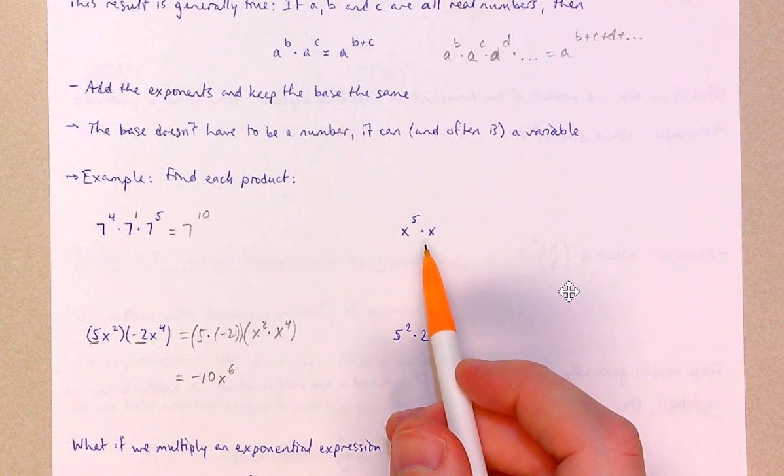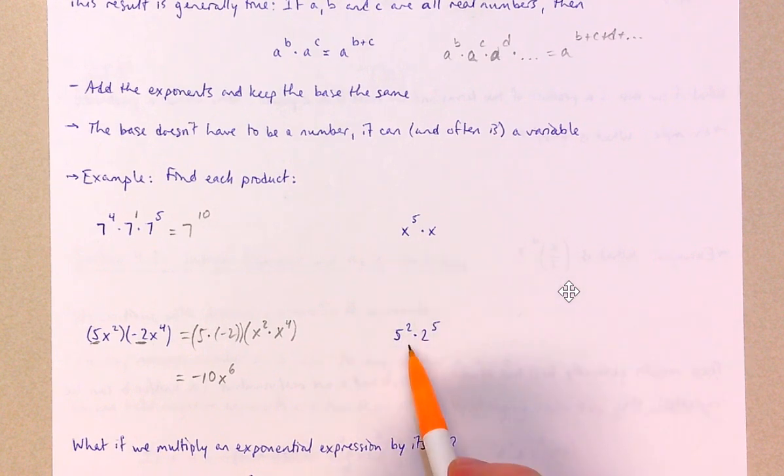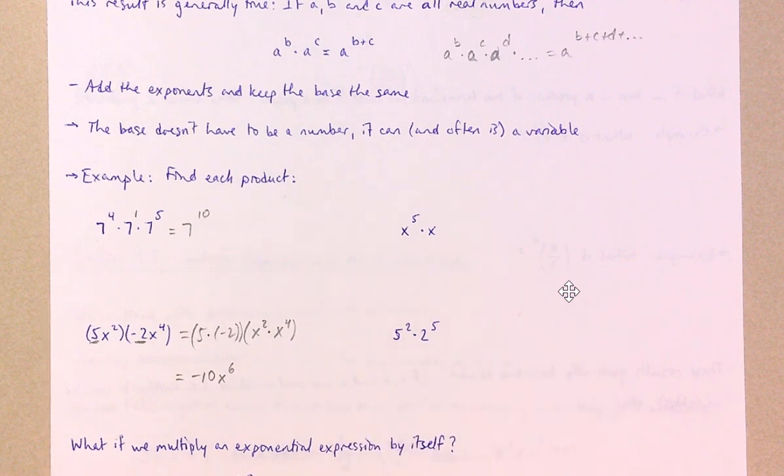This one I'll let you try on your own. I think you'll be able to figure that out now. This one here, 5 squared times 2 raised to the 5th power.